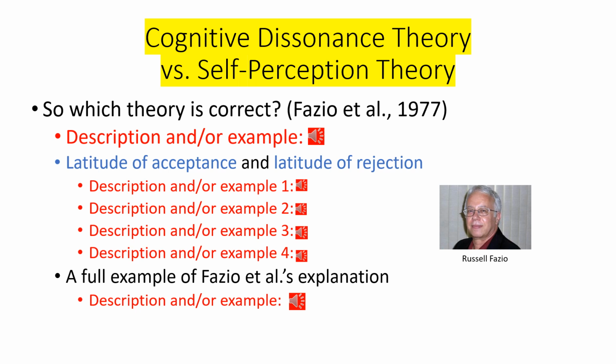So latitude of acceptance, something that's pretty close. This new thing about you that's pretty close. Latitude of rejection, something that's really different from what you originally would have thought.